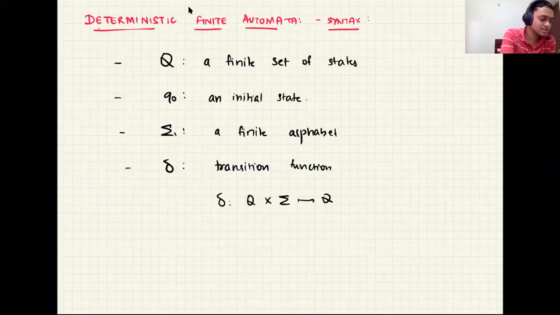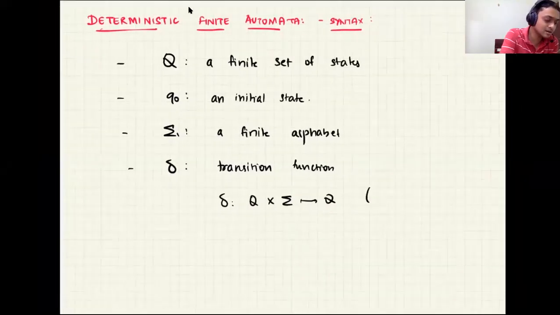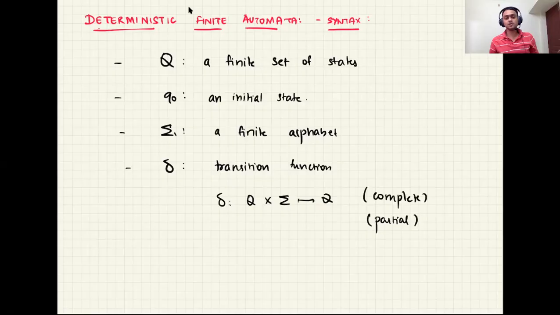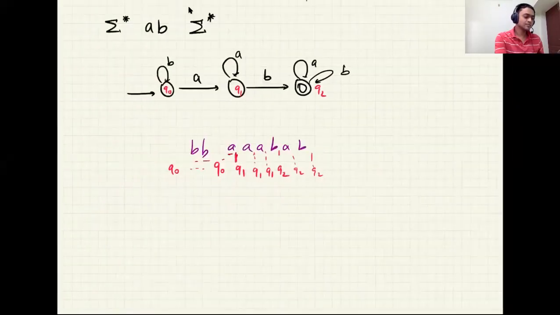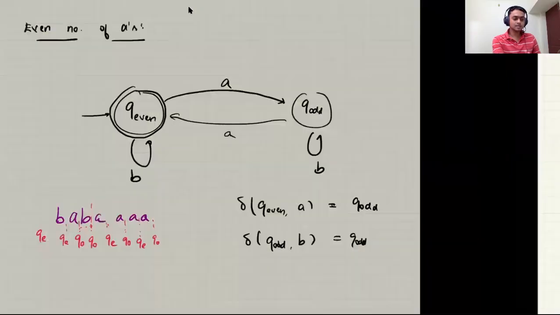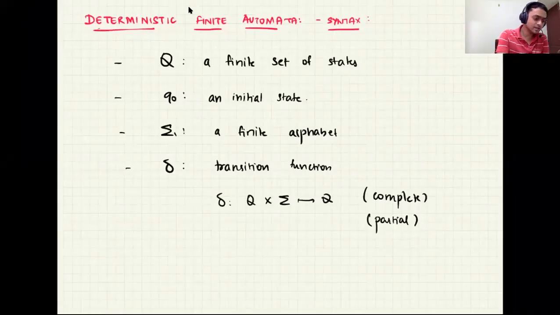Now, this can either be a complete function or a partial function. This one is complete. In this case, it's a partial function because at Q0 on a B, I'm not saying what to do, but at Q0 on an A, I'm saying what to do. And then finally, a set of accepting states.